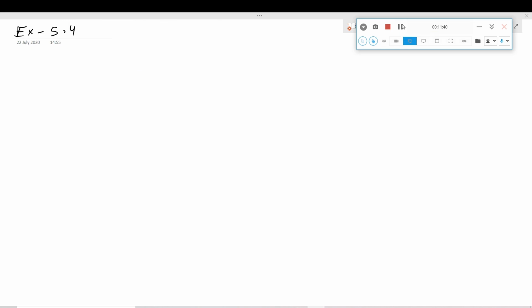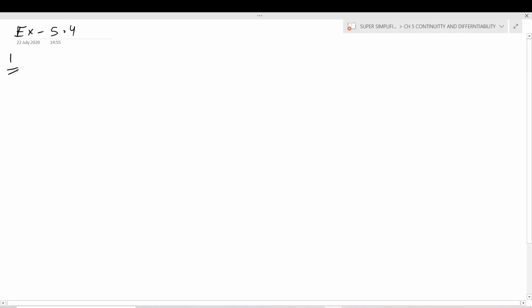Now we move to exercise 5.4 of the NCERT book, and let us discuss the questions. The first question says: differentiate the following functions with respect to x. The first function is e raised to the power x upon sin x. Students, by now you must be remembering almost all the results, because in the same question we may be using more than one result. Here you have to find dy by dx, so we apply the quotient rule.